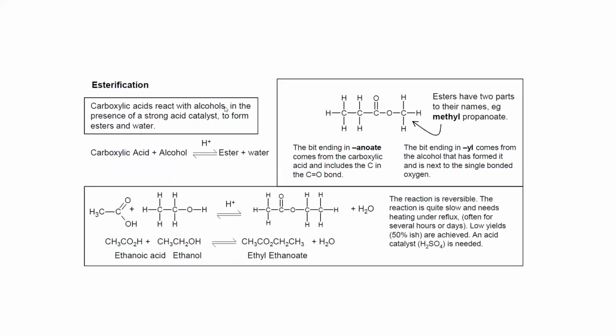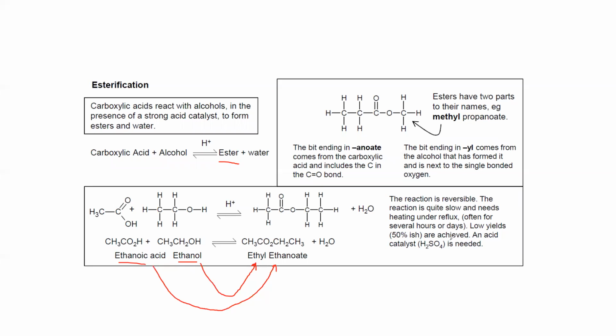Esterification. Esterification means formation of an ester. When an alcohol reacts with a carboxylic acid, this results in the formation of an ester and water. This esterification is a reversible reaction. The first name of the ester is from the alcohol and the second name is from the carboxylic acid. For example, with ethanoic acid and ethanol, the first name is from the alcohol, ethyl, and the second name is from the carboxylic acid, ethanoate. So ethyl ethanoate will be the product.